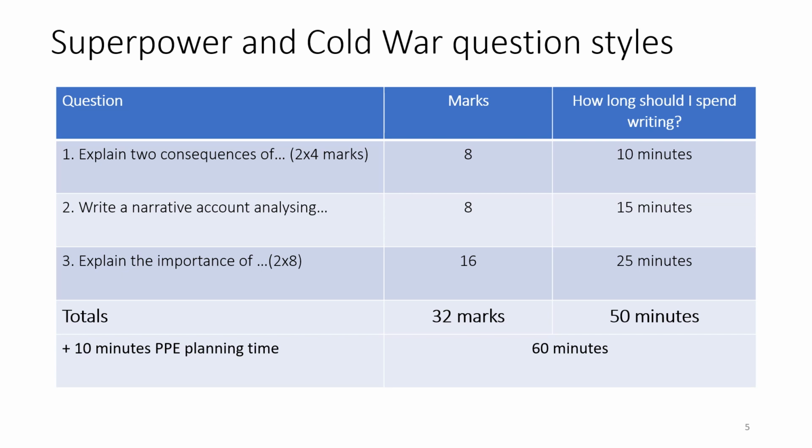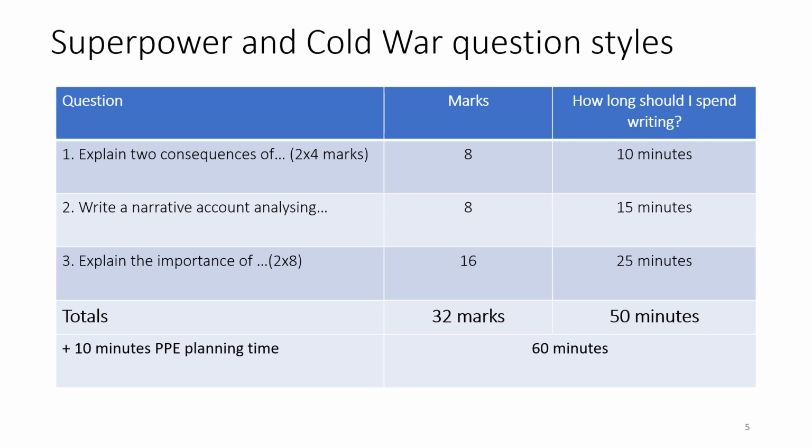So on the screen in front of you, and you have your paper copy of this in your guide, it shows you exactly what styles of questions are going to come up. So question 1 will be an explain 2 consequences of an event, and that's worth 8 marks, and you should spend 10 minutes writing that in your exam. Question 2 requires you to write a narrative account analysing an event or a period of time, and that's worth 8 marks, and you're going to spend approximately 15 minutes on that in your exam.